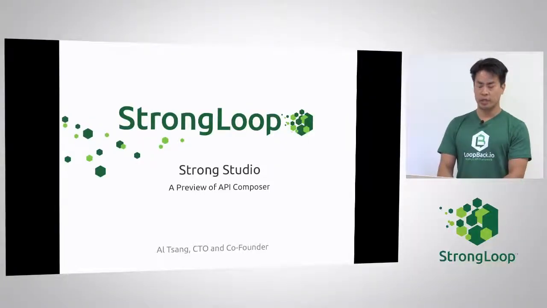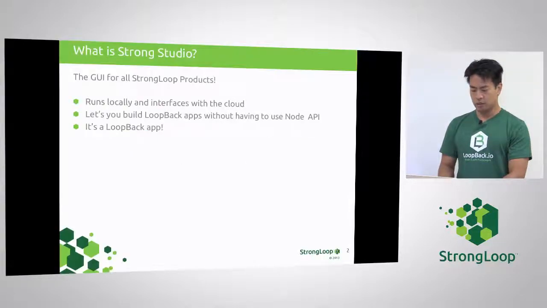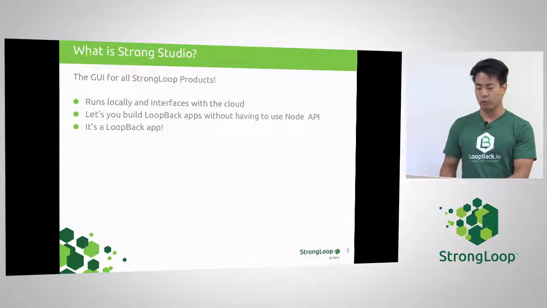Today we're going to introduce Strong Studio. I'm going to give you a teaser preview of what we call API Composer, which is a component within Strong Studio. So what is Strong Studio? It's what everyone has been telling us that we need to build, a GUI. Everyone wants a GUI on top of their product. So Strong Studio is basically the GUI for all of StrongLoop's products, the first of which we're building is called API Composer.